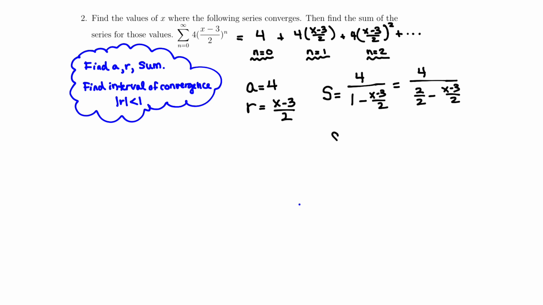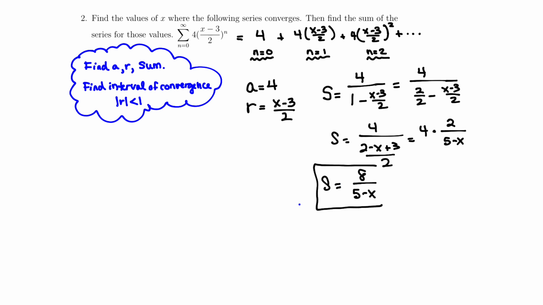And so if I'm going to keep putting it together, that's going to give me 4 over 2 minus x plus 3 over 2, which is 4 times 2 over 5 minus x, or my sum. I'm getting a sum of 8 over 5 minus x. But that is only true when the absolute value of R is less than 1. So now we have to figure out when that's true.